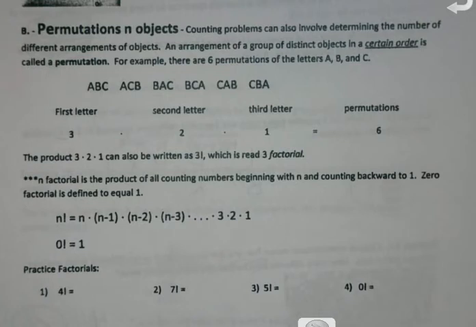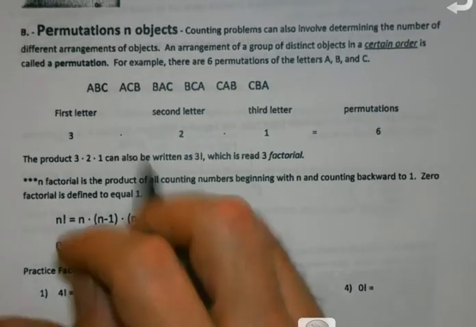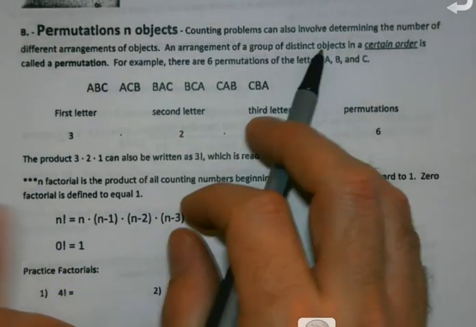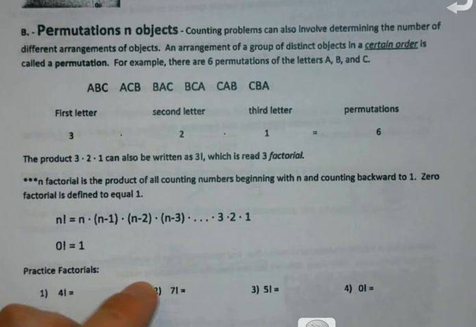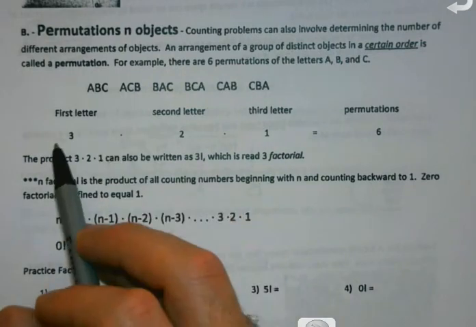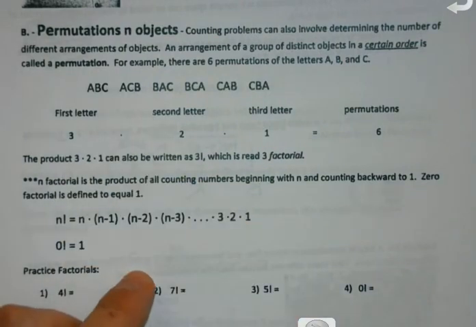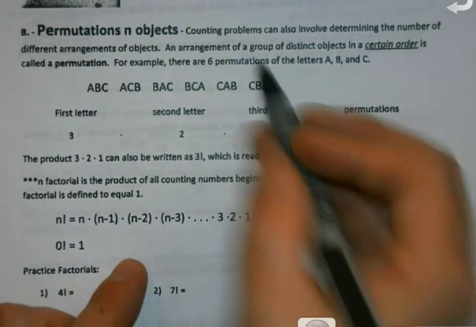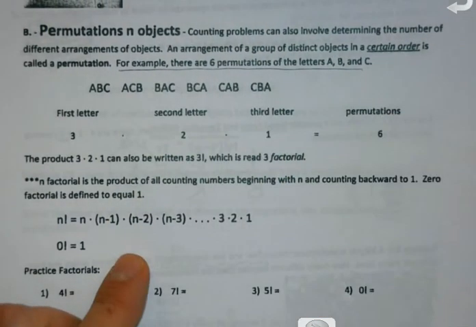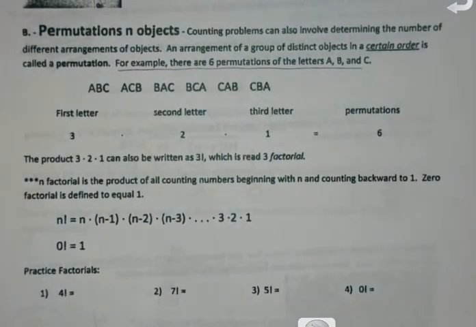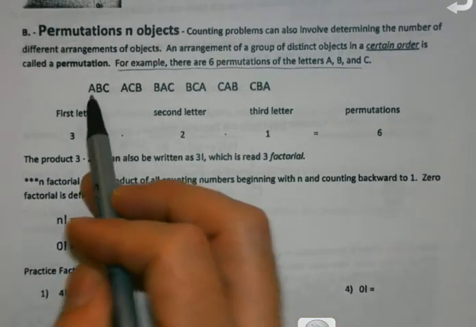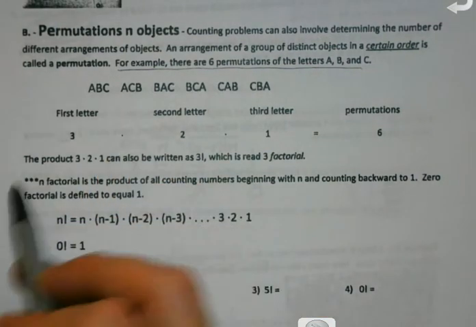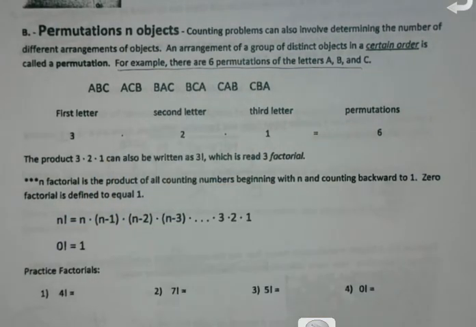Okay? So, for instance, when we get down here, it talks about certain orders in objects. So I look at these, and I'm like, okay, so what's it talking about? For example, there are 6 permutations of the letters A, B, and C. When I flip them around, it matters. A, B, C is different from A, C, B, or B, A, C, or B, C, A, or any of these.